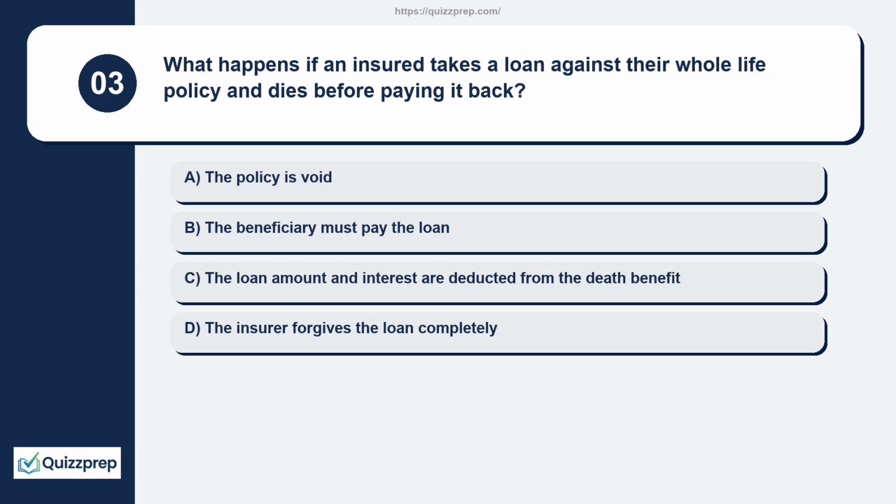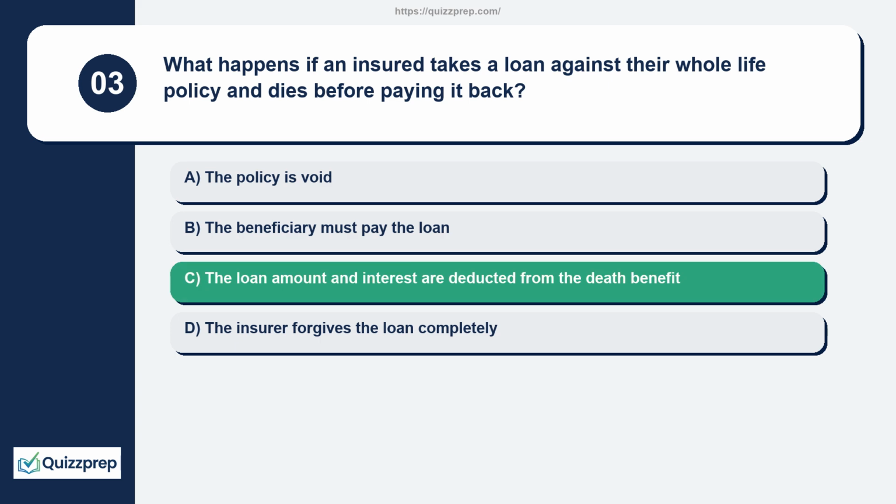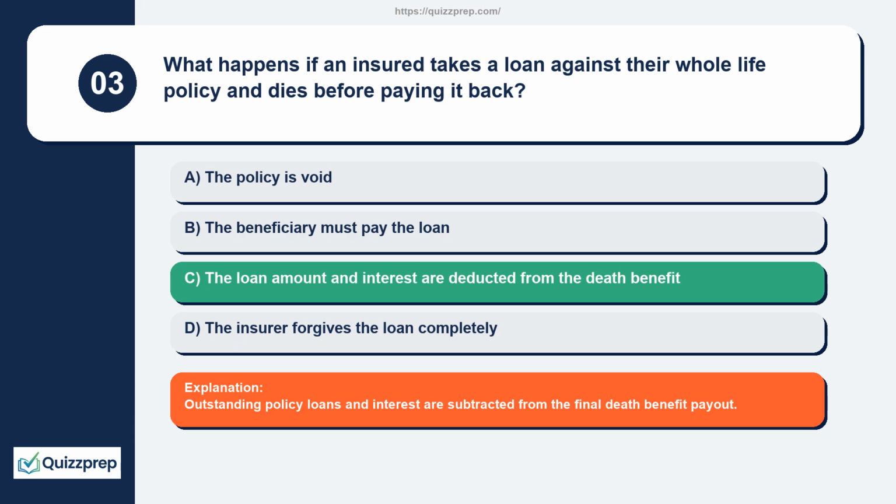Question 3. What happens if an insured takes a loan against their whole life policy and dies before paying it back? The policy is void. The beneficiary must pay the loan. The loan amount and interest are deducted from the death benefit. The insurer forgives the loan completely. Outstanding policy loans and interest are subtracted from the final death benefit payout.